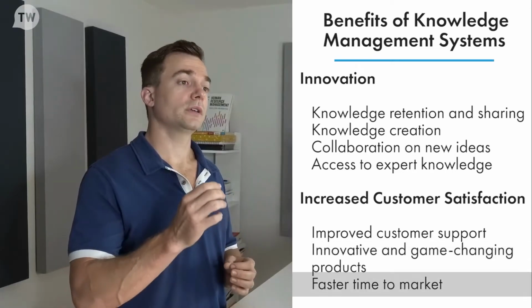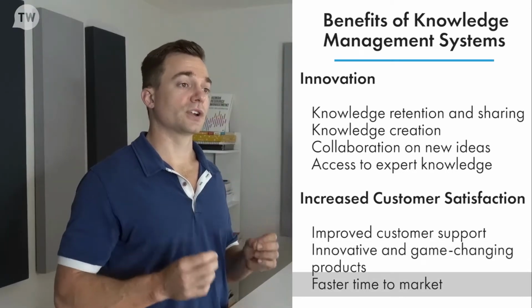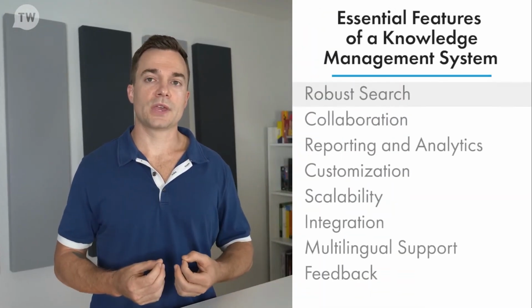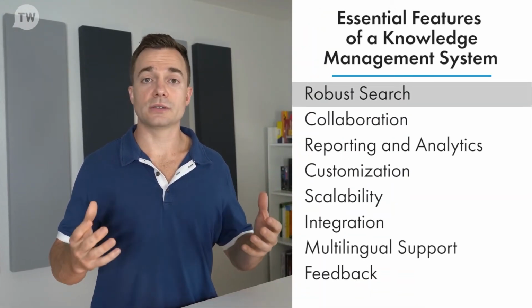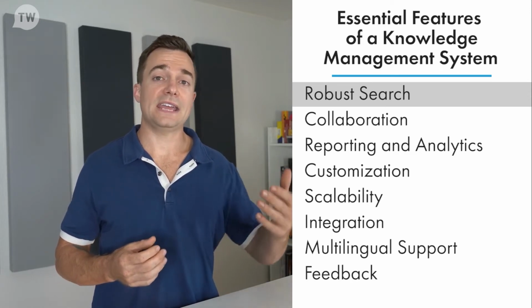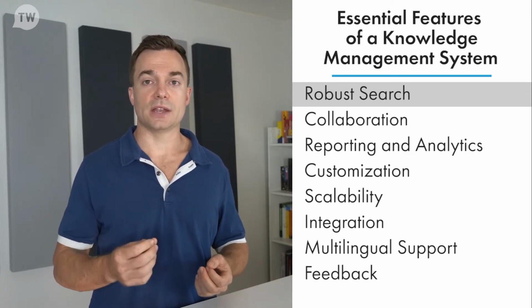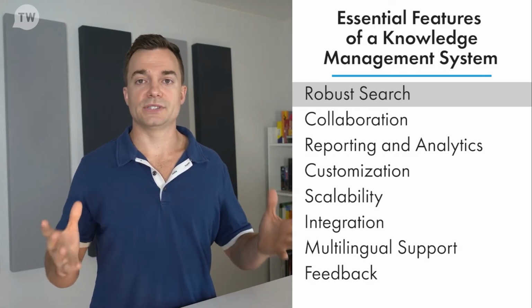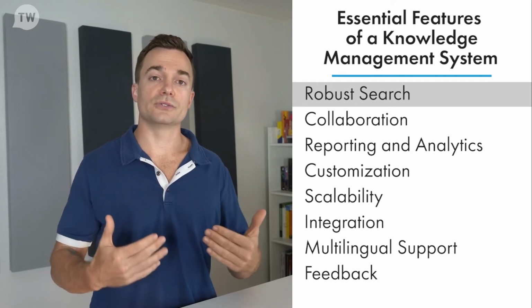The following is a list of features that are essential for knowledge management systems. So if you're looking to get one or implement one in place, make sure to go over these features. We have robust search. And one of the primary reasons for using a knowledge management system is to improve access to information, provide instant answers, and reduce the time spent searching for information. And robust search benefits all departments and employees and dramatically improves employee productivity.